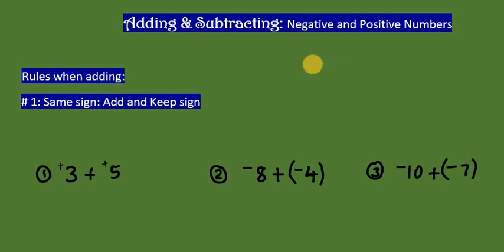Hello, ladies and gentlemen. In this lesson, we'll be adding and subtracting negative and positive numbers. Now, we have some rules that we follow when we're adding negative and positive numbers, as well as subtracting negative and positive numbers. This is what we'll do in this lesson. We'll focus on adding negative and positive numbers. Where there is subtraction, we'll bring it to addition and follow the rule for addition. So let's look at that.